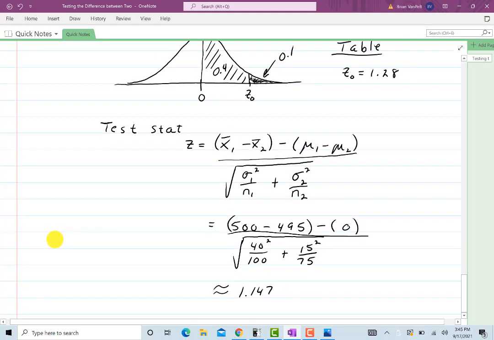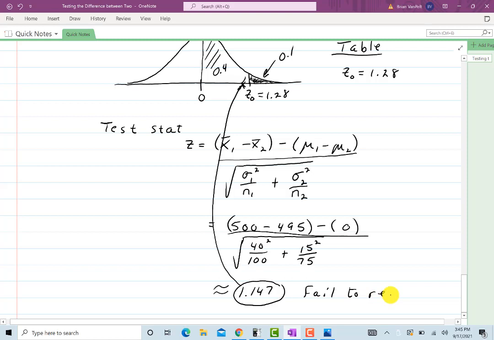Let me take a look at the start of my rejection region. I see the 1.147. Z naught was equal to 1.28. So 1.1 anything is going to be out here in this area. Let me clear out a little bit of that so that you know that is a non-rejection region. So this tells us to fail to reject H naught.